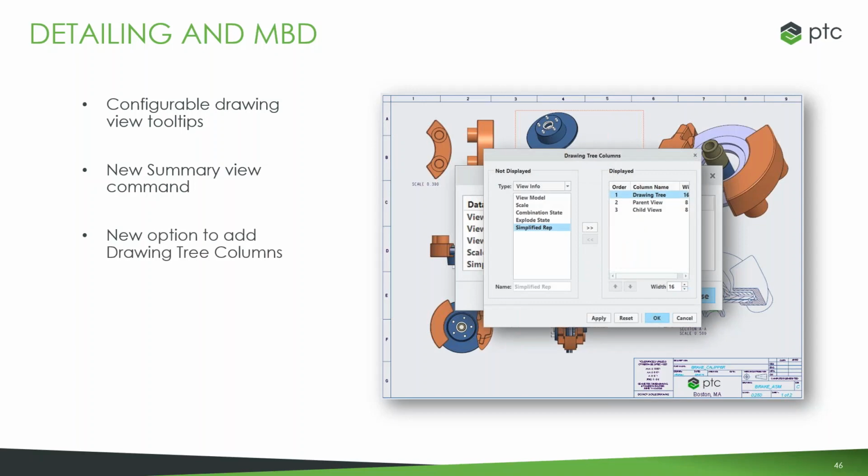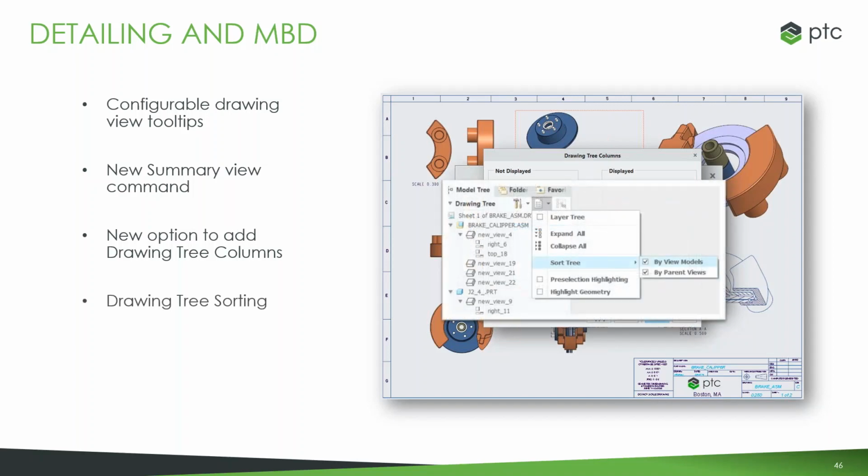We also have a new option for drawing tree columns. Again, just allowing you to view the information that you need at a glance for you to be more productive, more effective while you're working. And new options for sorting the drawing tree. This has been available especially in the model tree, but now the drawing functions are going to conform to that as well. So it's very powerful, and makes it a little bit easier to work.